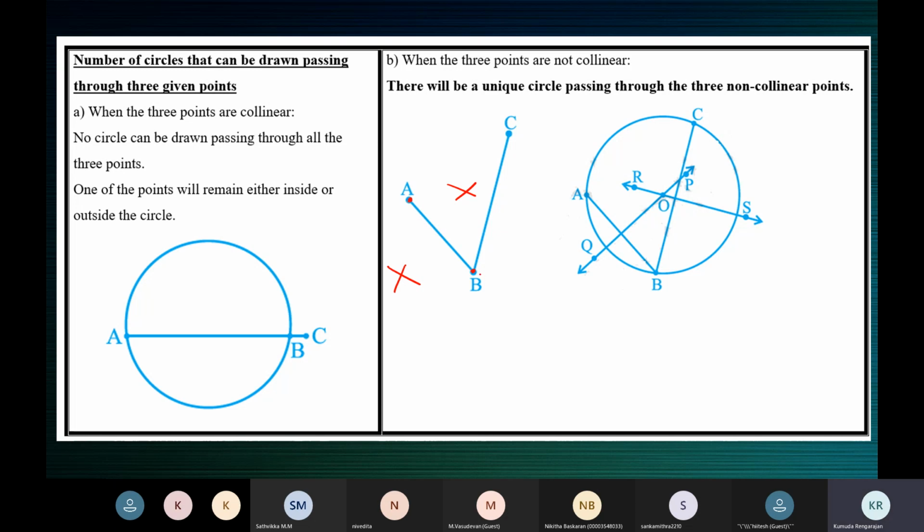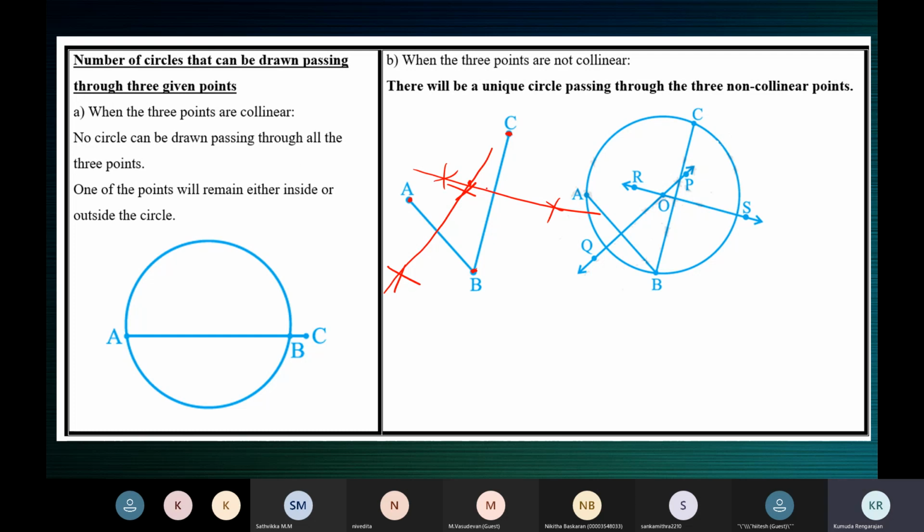With A and B as centers and radius more than half of AB, draw arcs on either side of AB. And when you join, this is the perpendicular bisector. Similarly, with B and C as centers and radius more than half of BC, draw arcs on either side of BC, and join. So this is how you construct the perpendicular bisectors of the line segments AB and BC.